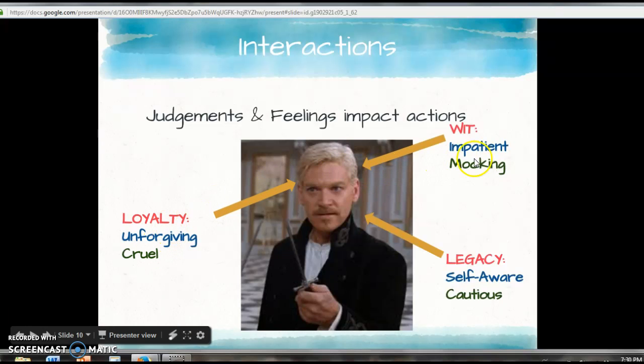The wit, because he values intelligence, he's very impatient with people who aren't intelligent, so he tends to mock them because he can't get over that they don't understand. Legacy, he has this great self-awareness that his actions impact others, but that leads him to be overly cautious in some situations. Like he can't act because he's constantly thinking. So you can see that these three form a chain. They all rely on each other and they dictate what we see in the play.